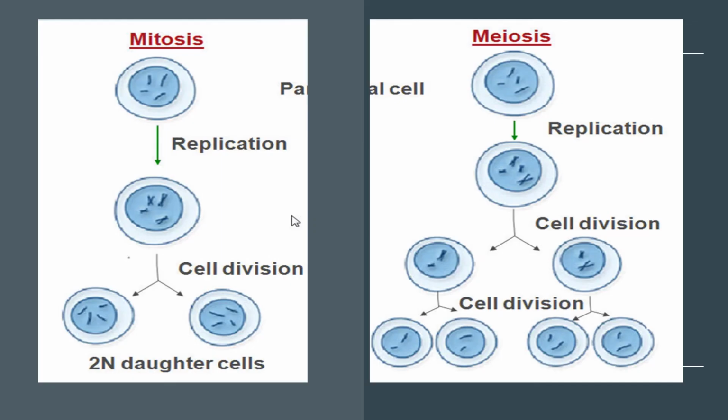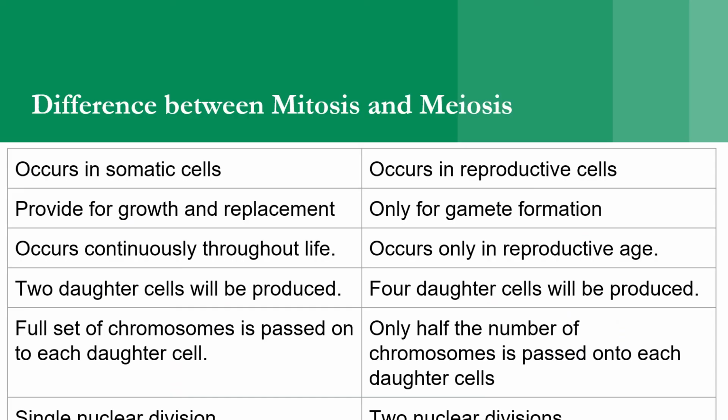Finally, let us discuss the difference between mitosis and meiosis. Mitosis occurs only in somatic cells. Meiosis occurs in reproductive cells. Mitosis is only for growth and replacement, but meiosis is for gamete formation. Mitosis occurs continuously throughout life, but meiosis occurs only in reproductive age.